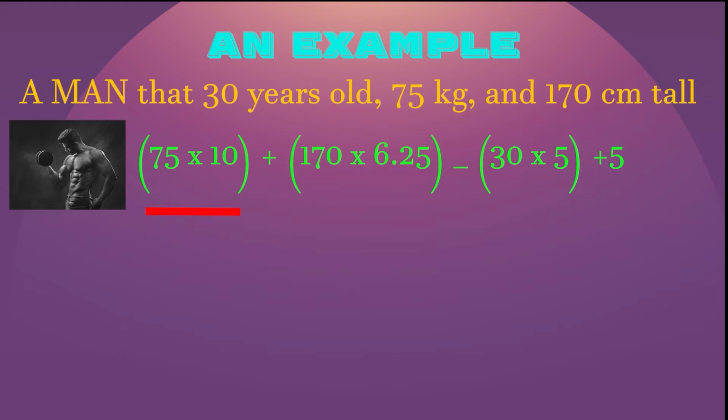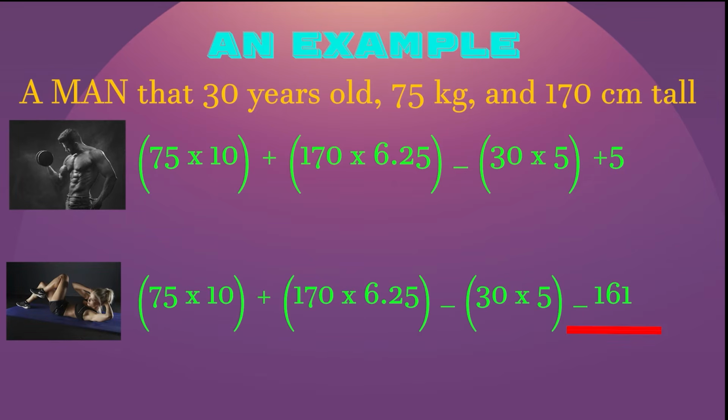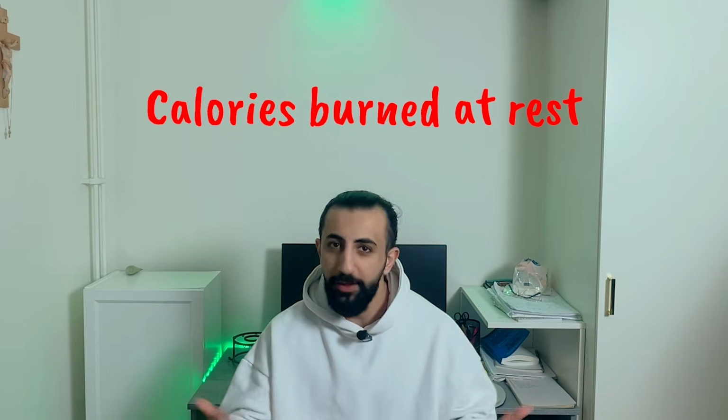Your weight, which is 75 kilograms times 10, plus your height, which is 170 centimeters times 6.25, minus 5 times your age, that is 30, and then plus 5 if you are male. But if you are a female, take the plus 5 and put minus 161 instead. And here is how much it is for both the male and the female. Now you have your BMR, that is the calories your body actually burns while doing nothing.